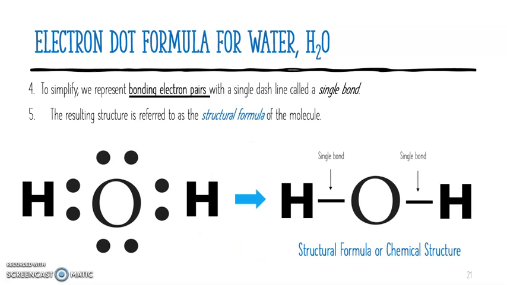Now, to simplify, we can represent a bonding electron pair by using a single dash. We call it a single bond. The resulting structure is referred to as the structural formula of the molecule. So I'm replacing the electron pair between oxygen and hydrogen with a single dash for simplification, and each dash represents a single bond. We call this the structural formula of water, or chemical structure of water. So H2O is the chemical formula, and this is the chemical structure of water.